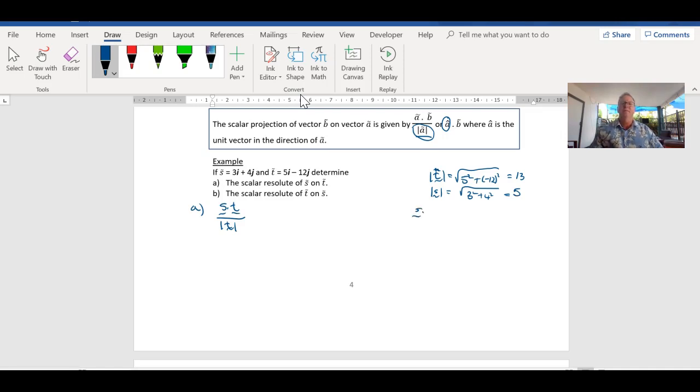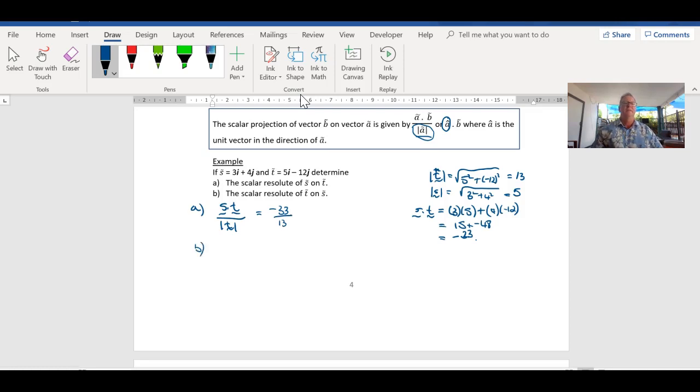And while I'm here, what about the dot product of S and T? Like we said previously, that would be the i coordinates multiplied together, so 3 by 5, added to the j coordinates multiplied together, 4 times negative 12. That's 15 and negative 48, which is negative 33. Alright, so what's the scalar resolute of S on T? That would be negative 33 divided by the norm of T, which is 13.